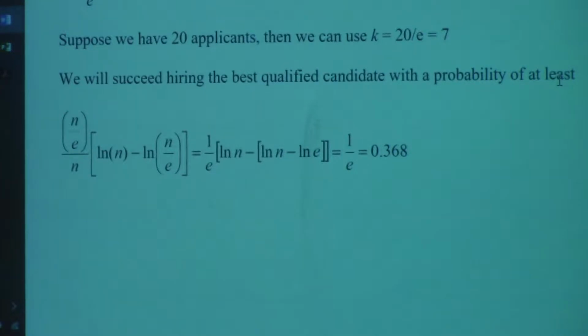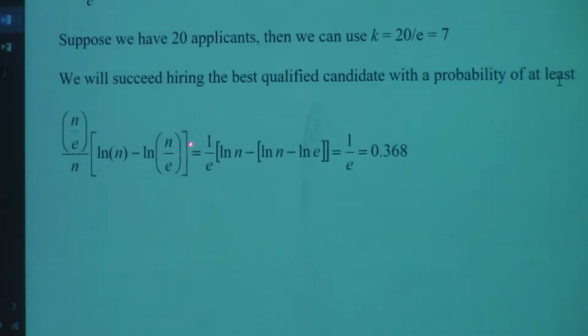Okay. So we have 20 applicants, we're going to use 7. So what we have here, we will succeed in hiring the best qualified candidate with a probability of at least, and it's going to be n over e. What's n over e? k. That's the k value. So it's k over n, we're just plugging it in: k over n times the natural log of n minus the natural log of k. Now we simplify it.